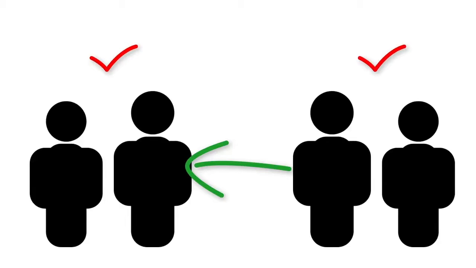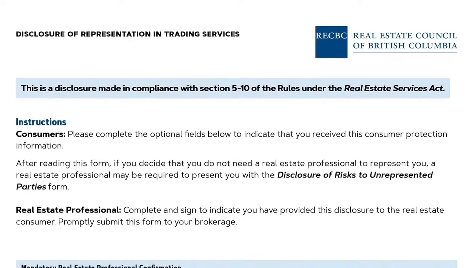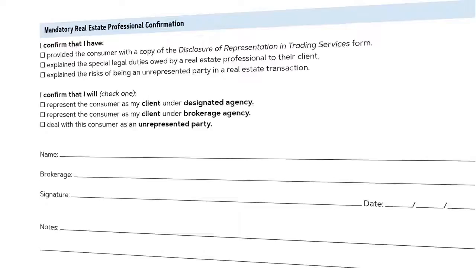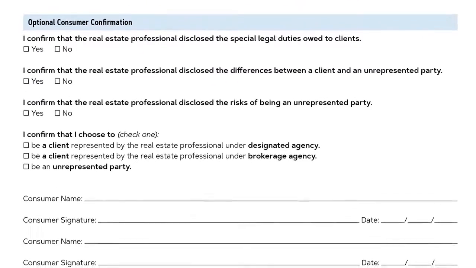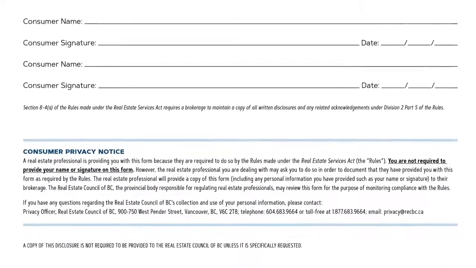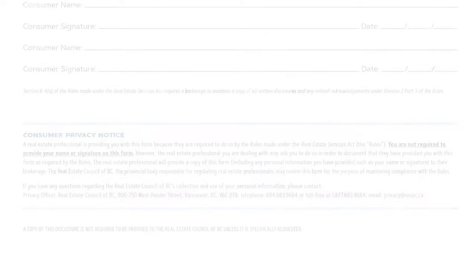The purpose of the last 2 pages of the Disclosure of Representation in Trading Services form is to document that the disclosure has been made to you, the consumer, and it includes a mandatory checklist and name signature field that the licensee will complete. It also includes an optional checklist and name signature field that may be completed by the consumer. Our brokerage requires that any time we're providing trading services, the form must be completed by the consumer.